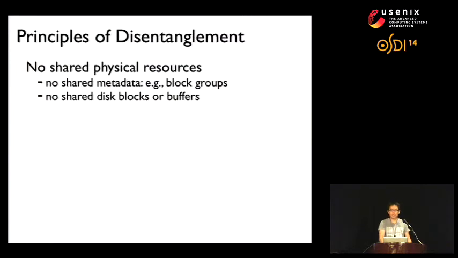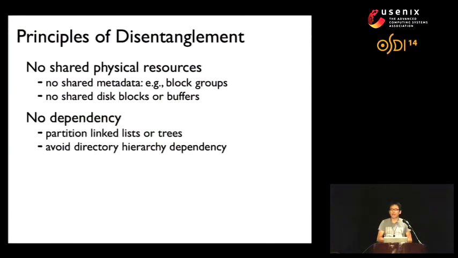To support this data container abstraction, we have to disentangle structure. We follow 3 principles. The first is no shared physical resource across different cubes. That means each cube will have its own metadata and its own data blocks, with no sharing across different cubes. The second is we don't want any dependency across cubes. That means one cube will not have any reference to another cube.